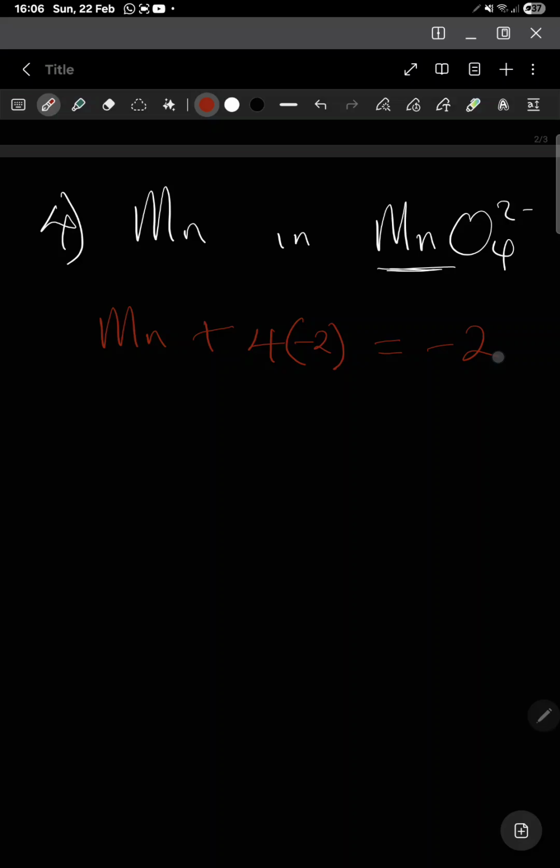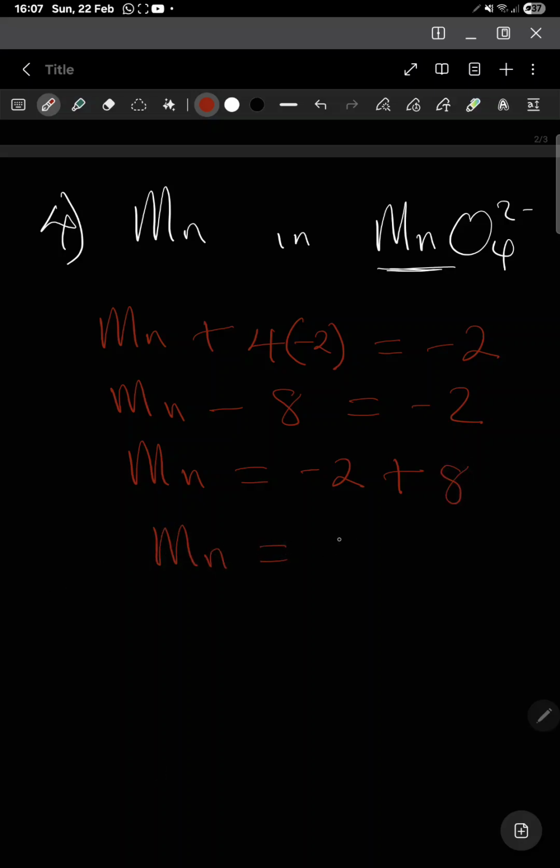And to finalize our answer, we can now say we have Mn minus 8 is equal to -2. From there, we can make the manganese the subject of the formula, so that we get its oxidation number. Now we have Mn is equal to -2 plus the 8. When it goes the other side, it becomes +8, and therefore we shall have Mn being equal to +6. So that tells us that the oxidation number of manganese is +6. So basically that's how you get to calculate the oxidation numbers.